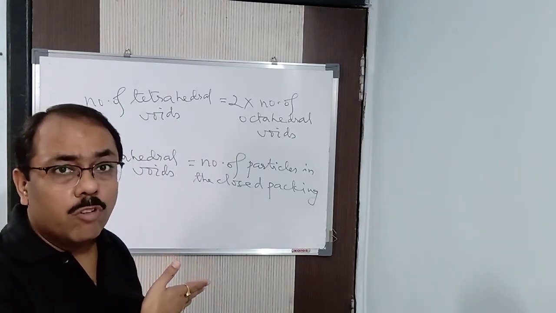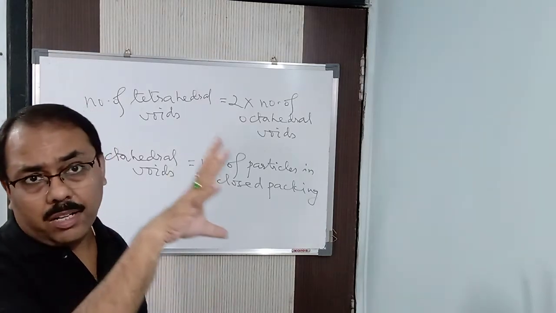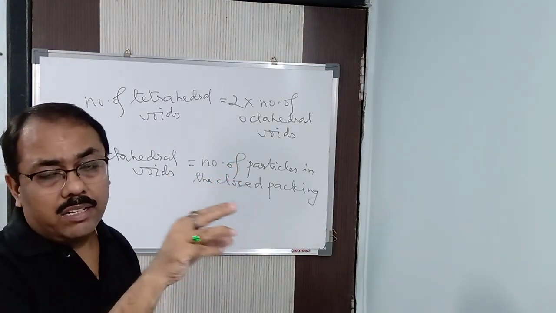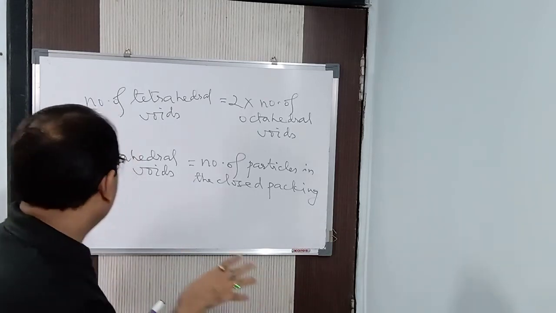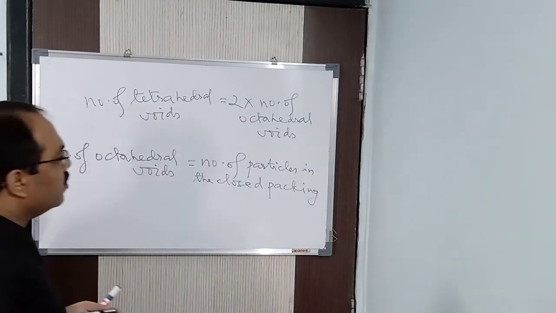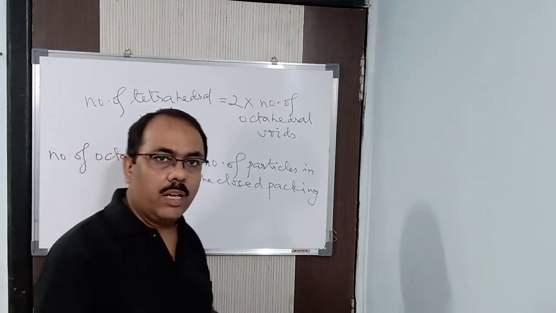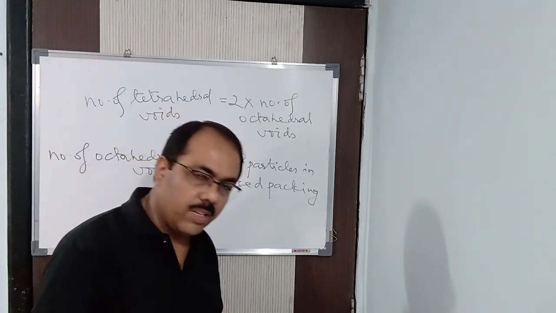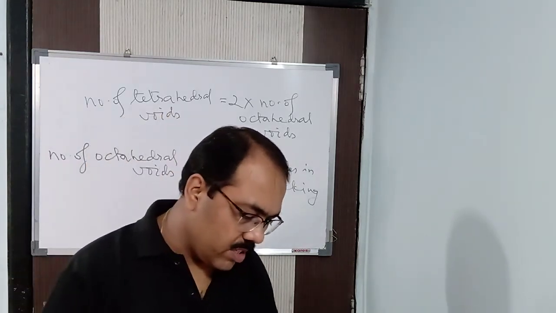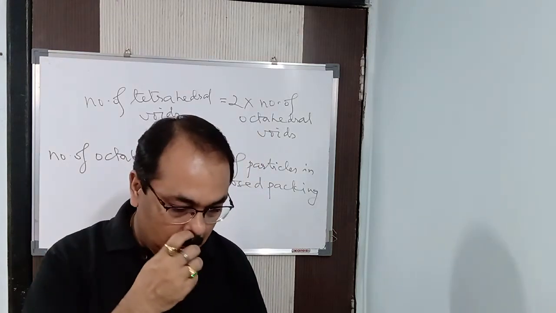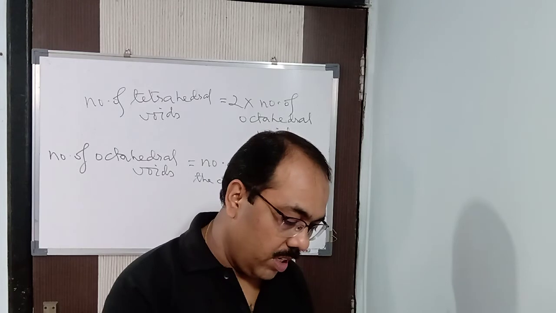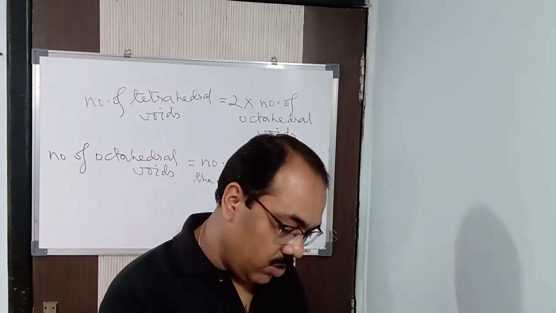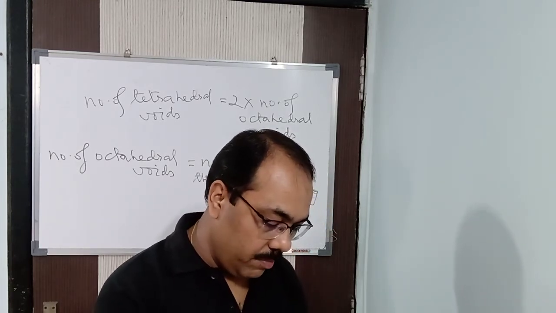Just now I said 0.414. This is bigger, so it occupies the corners. And tetrahedral voids are smaller, so they occupy the center. So in this way, the number of octahedral voids is equal to the number of particles in the closed packing. Understood? This formula is very, very important, because we will be using it in the numericals. So, children, it is very, very important.